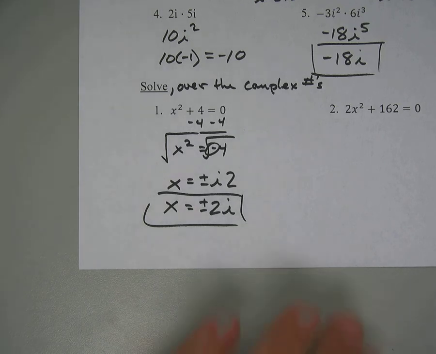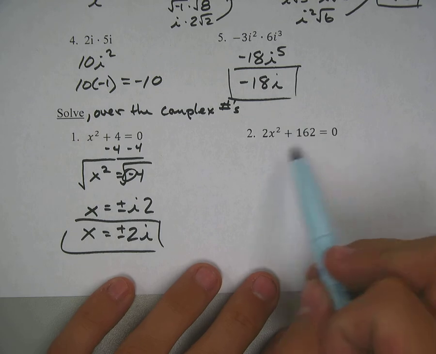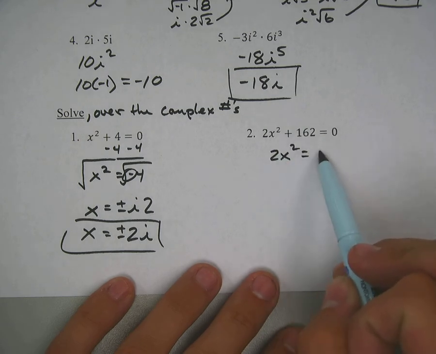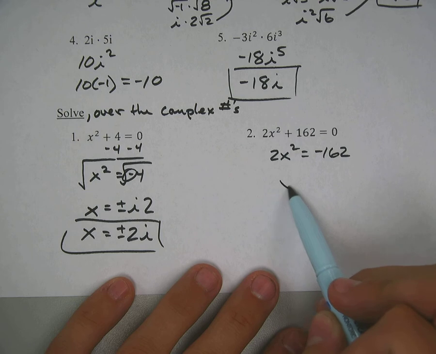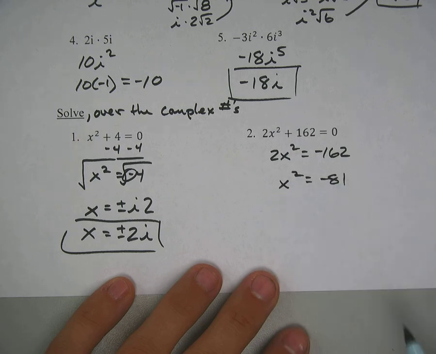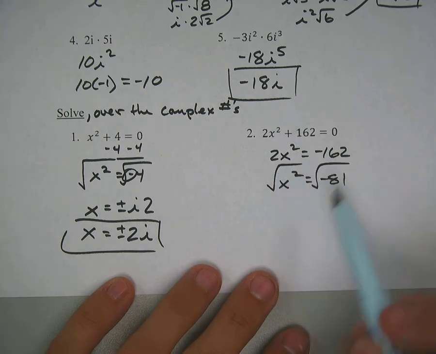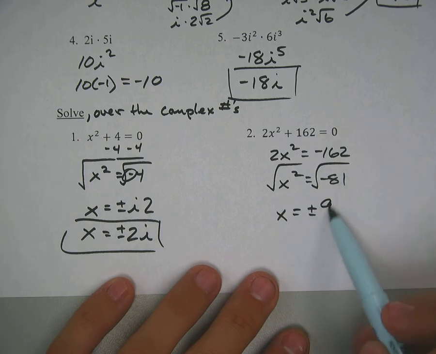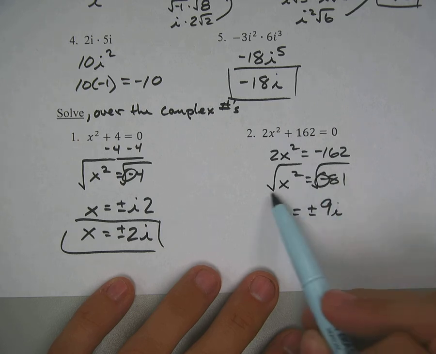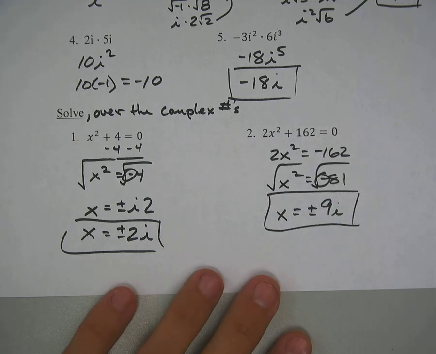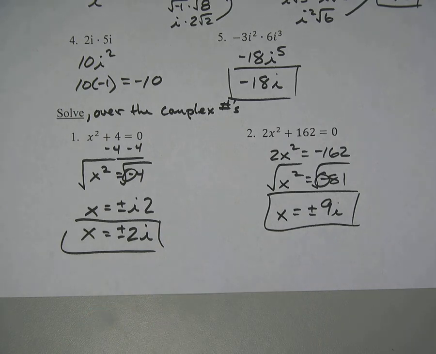So let's try another one. What about this? I would subtract 162. I would divide by 2. x squared equals negative 81. Square root, pretty simple. x equals plus or minus the square root of 81, which is 9. The square root of negative 1 is i. Okay, pretty straightforward right there. Nothing super complicated. The only difference being that before these would have been no real solution answers, and now you actually can get a solution. It just happens to be an imaginary value.